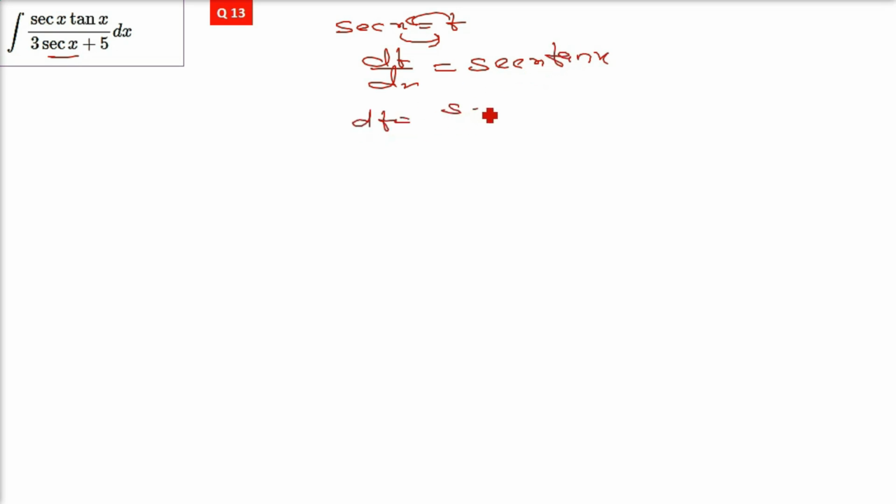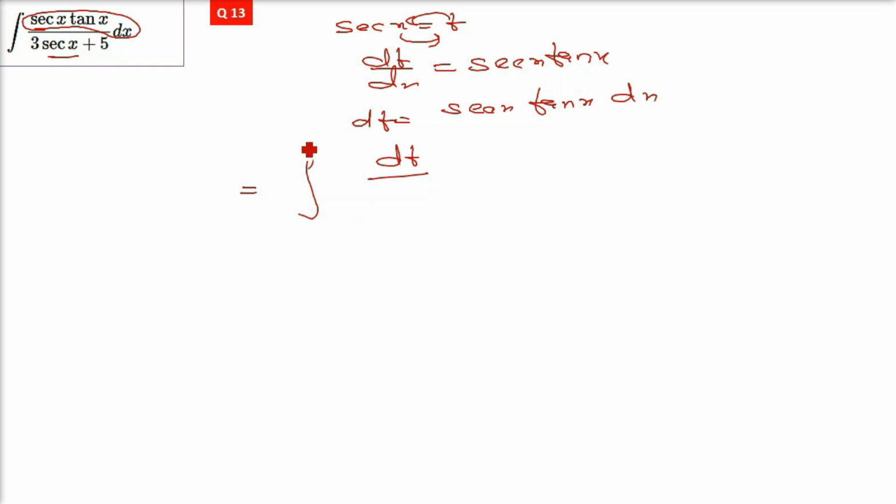So dt will become sec x tan x dx. What do you see here? This is nothing but the numerator. What do you see here? Numerator, denominator was 3t plus 5. So it's a form of ax plus b integration. And you know already what is the differentiation of that. So let me write sec x tan x dx as dt.